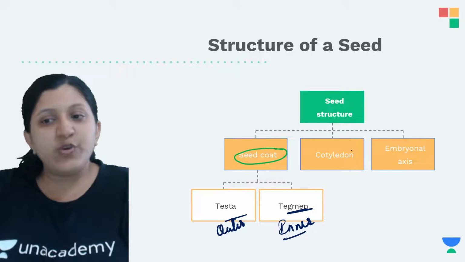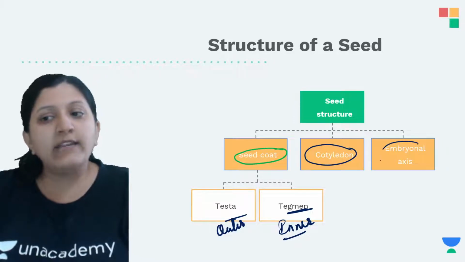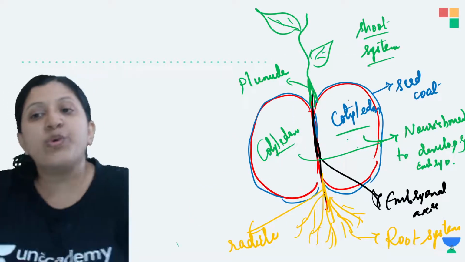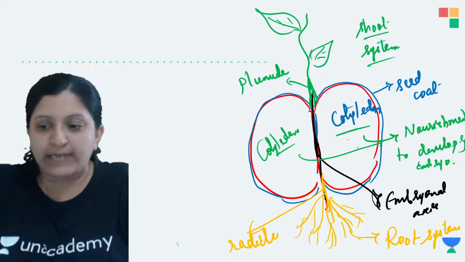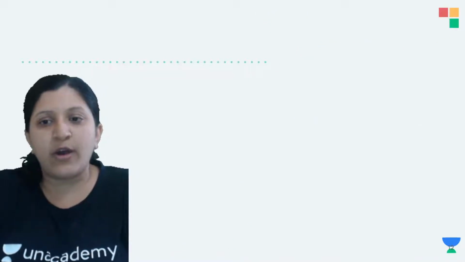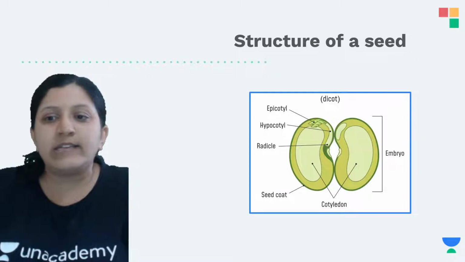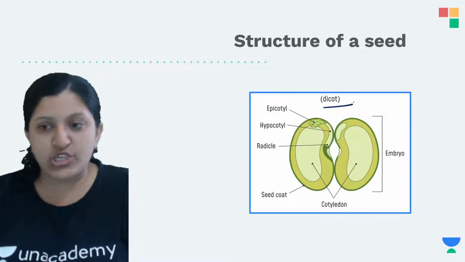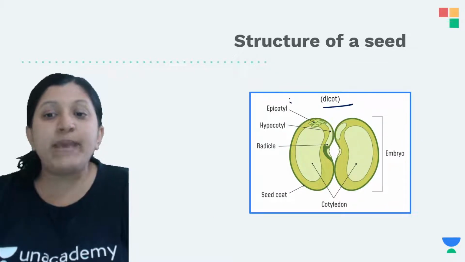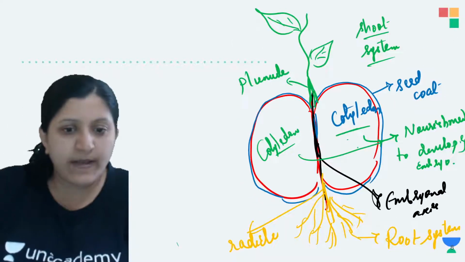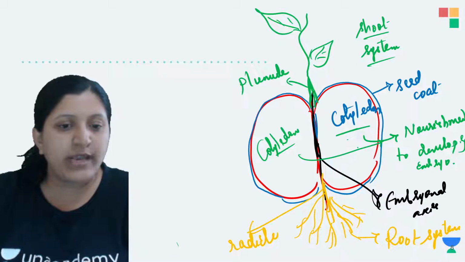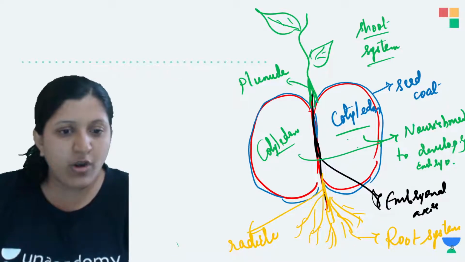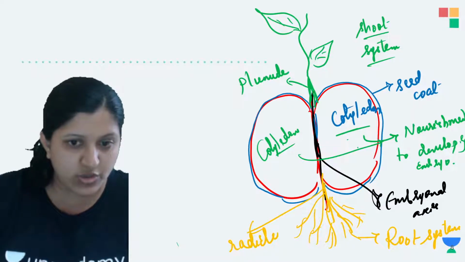Okay, so then you can find a cotyledon and an embryonal axis. So here you can find an embryonal axis. Okay, so let's have a look at this one now. You can see in this, this is a dicot seed which is shown. Okay, so there is the epicotyl. I'll tell you here what exactly is epicotyl. Now this point you see, right? So this is now an embryonal axis here. So let me just show you this.